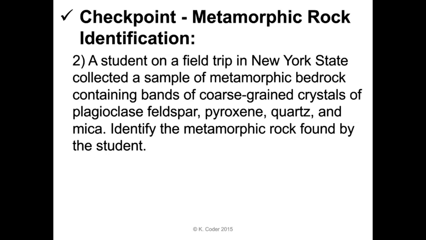Now, if you look back at your chart, it's important to identify that there are layers, and also that it's coarse-grained crystals. So if we go back to our chart, we'll see that that is gneiss. It also contains the minerals plagioclase feldspar, pyroxene, quartz, and mica.